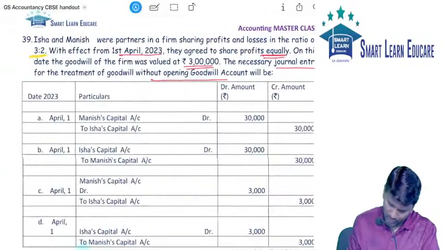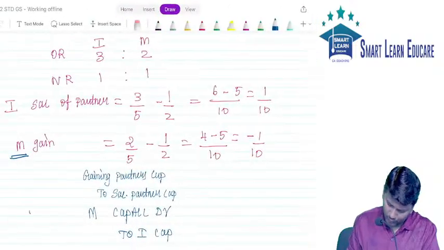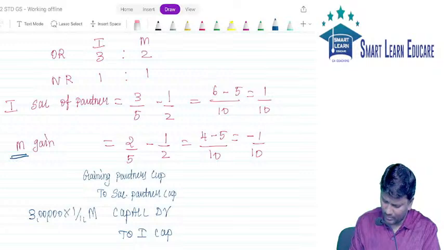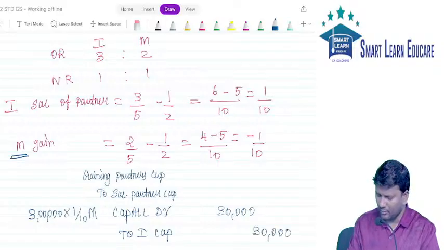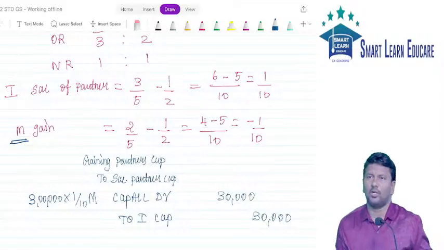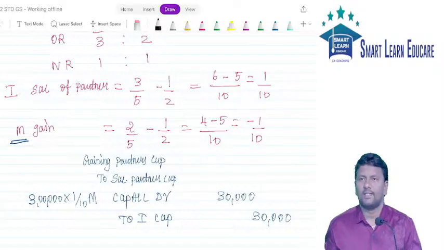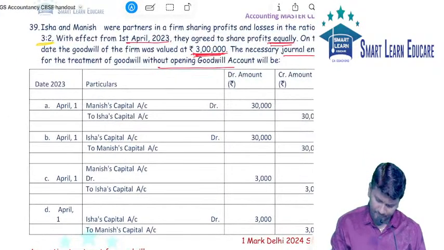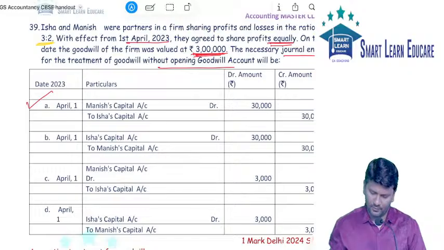Total goodwill, in the question, is given as 3 lakhs. 3 lakhs into 1 by 10 will give you 30,000. So the journal entry for this question is M capital account debit to I capital account. That's all. So the answer for this question is option A, M capital account debit to I capital account.